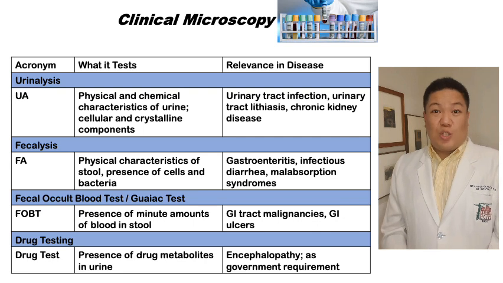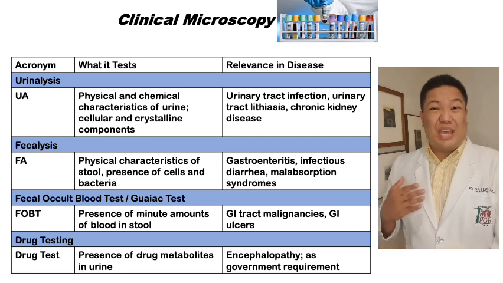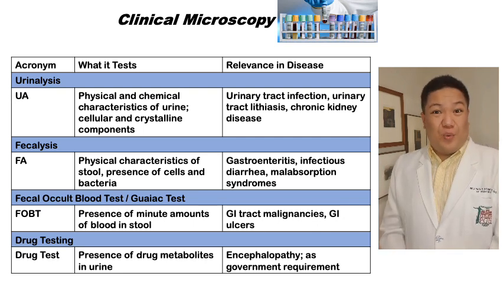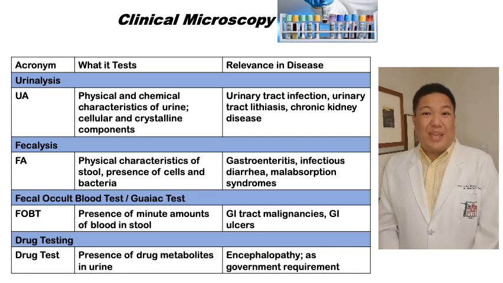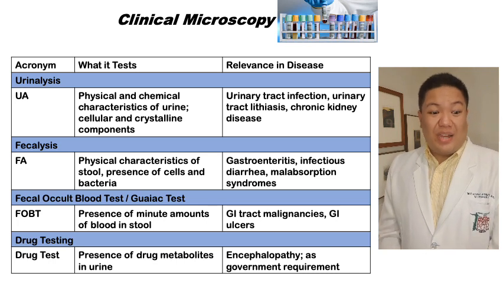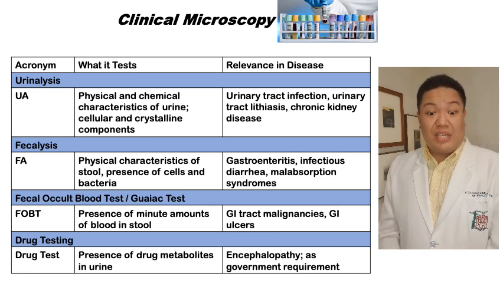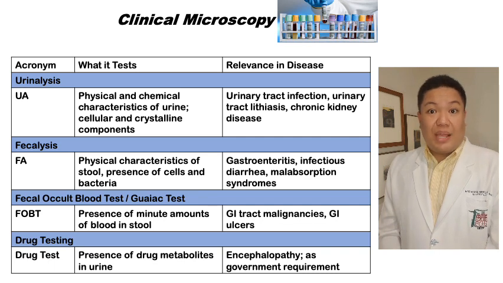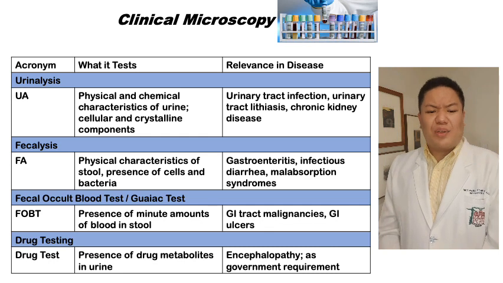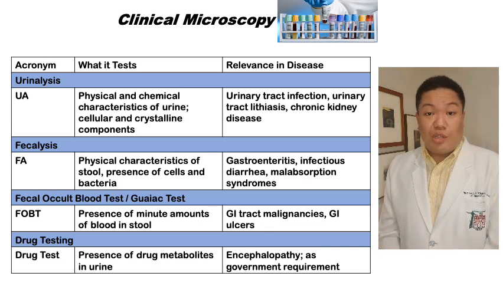The clinical microscopy section is also the section where we examine body fluids and all of the other fluids. So this is where we can request a urinalysis to check for the characteristics of urine, which is important, especially in urinary tract infections, for urolithiasis, and for chronic kidney disease. This is also where we can request a fecalysis or analysis of the stool, especially in gastroenteritis, for infectious diarrheas, or sometimes for malabsorption syndromes.